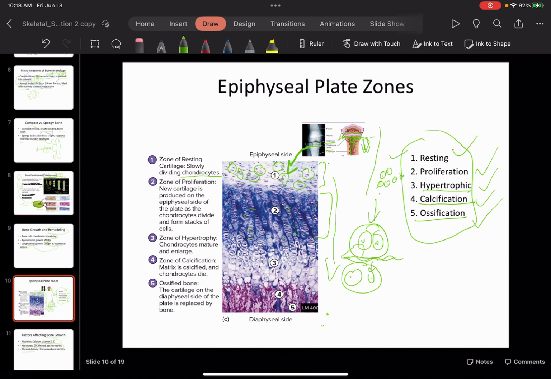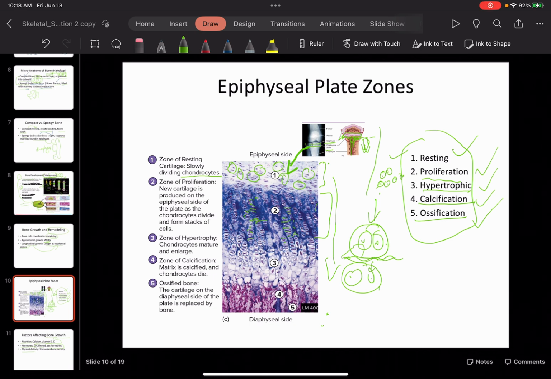So second is proliferation. Over here, the cells are just dividing. Slowly the chondrocytes, the cartilage cells, start dividing. Here in the proliferation phase, proliferation means making more cells. As the chondrocytes divide, they form stacks of cells in the epiphyseal plate. You can see that stack of cells over here, a bunch of them.